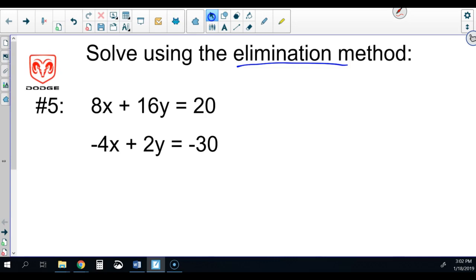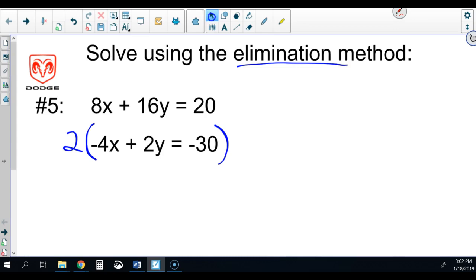Before we can start, we have to have the x's or the y's coefficients match up. So right now they don't match up. 8 and -4, 16 and 2, neither match up. But I recognize here, if I can double this, it'll turn into 8 and match up. So that's what I'm going to do. I'm going to turn this into an 8x. The way I do that is by multiplying all of the bottom equation by 2.